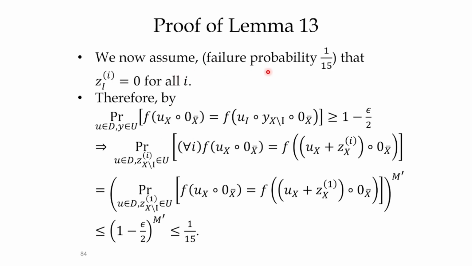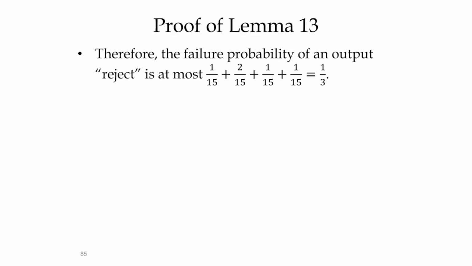We now assume that Z_I^i is 0 for all i, and therefore we go over through these probabilities until we reach this number, which is less than or equal to 1/50. And therefore, the failure probability of an output reject is at most 1/15. All of these numbers, we add them together, and it equals 1/3.